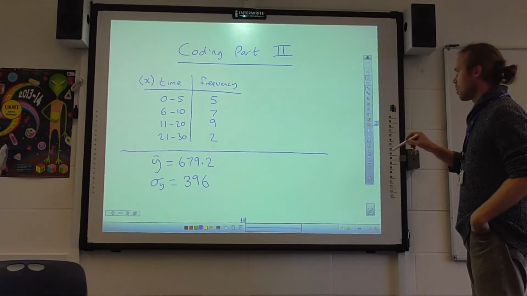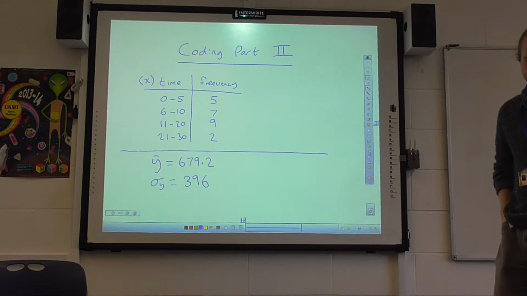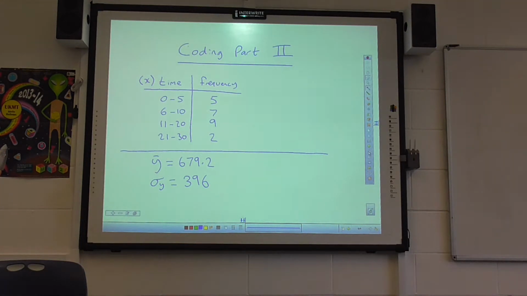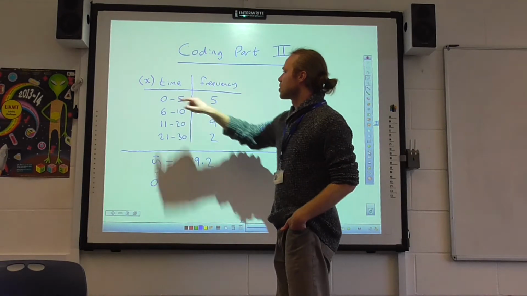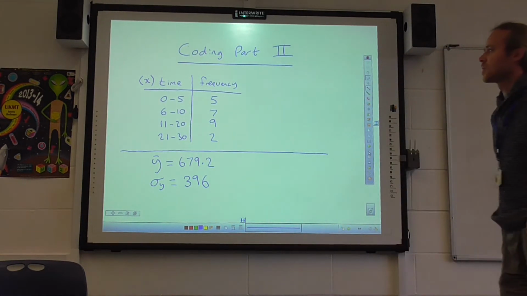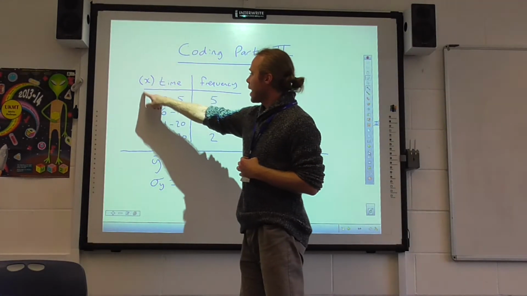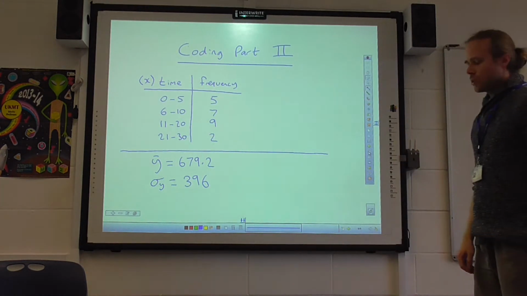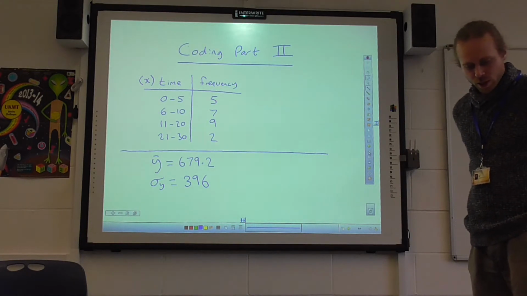Okay, coding part 2. Very exciting piece of data here. We've got the length of time to the nearest minute that students spent answering a coding question. So reading the frequency table, there were 5 students who took 0 to 5 minutes to the nearest minute. So this is our original X data here, which you could calculate the mean and standard deviation for. If you wanted to, you could go away and do that now.